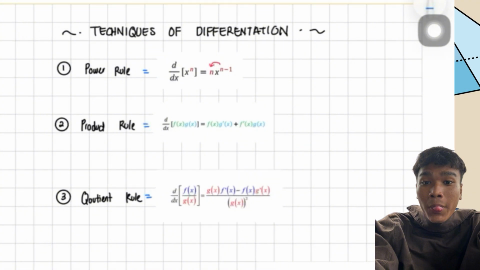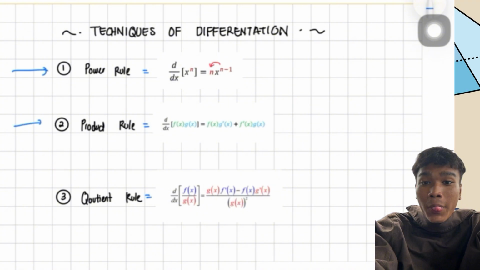So these are the techniques of differentiation. First one, we have the power rule. The power rule is used to differentiate a variable raised to a constant power. To apply this rule, you bring the exponent n to the front to multiply it by the variable, and then decrease the original power by 1.